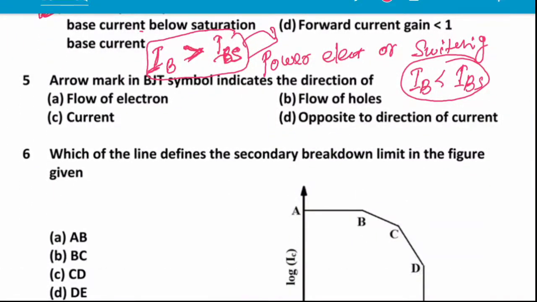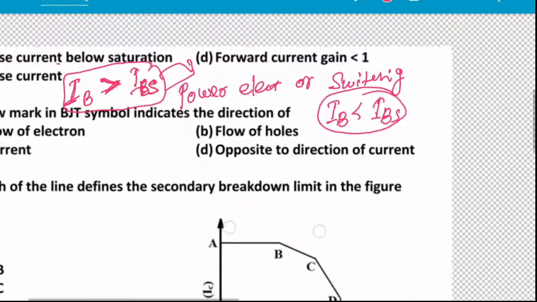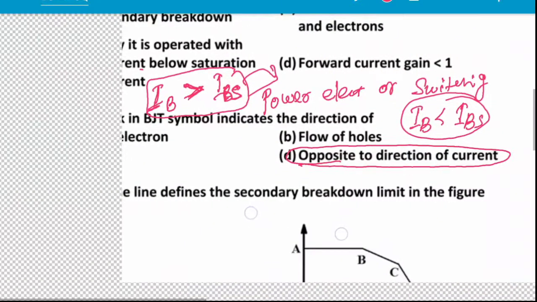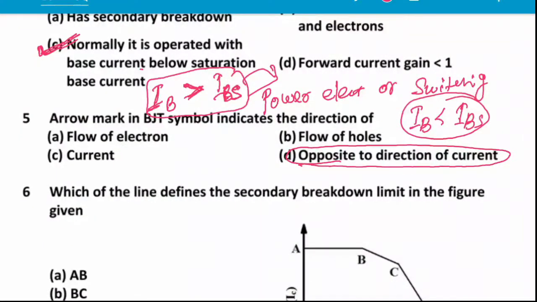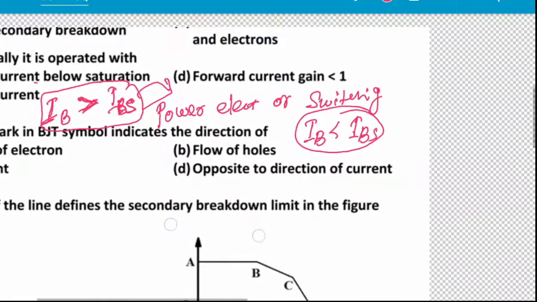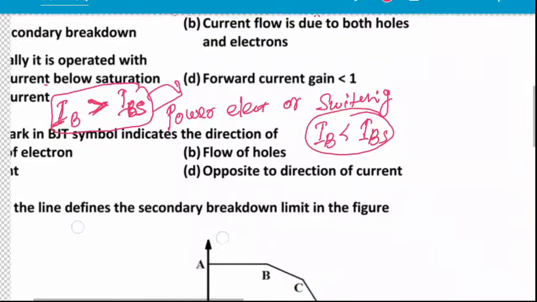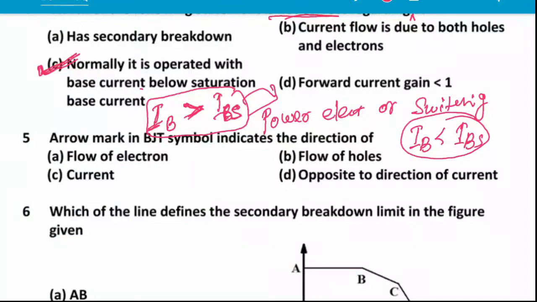Option A, flow of electrons; flow of holes; opposite to the direction of current. Why is this option added? Because generally we consider that opposite to the direction of current is the flow of electrons, but I have mentioned two options. You may think these are the same option, but they are not, because in a BJT both holes and electrons cause the current. So opposite to the direction of current means the current is caused by both electrons and holes, and this is not the same as the flow of holes or the flow of electrons.